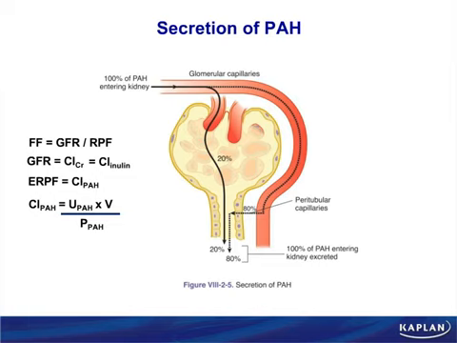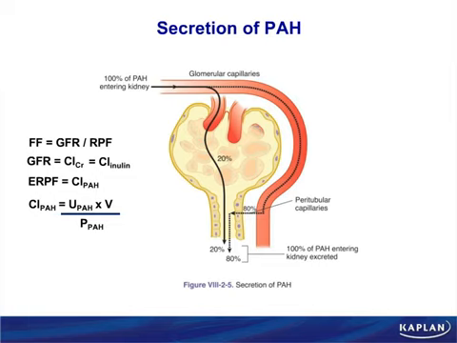So now you're at transport maximum. You are only able to secrete 80 milligrams. And you do secrete 80 milligrams. What happens to the 720 milligrams? They are not secreted. They are not cleared. So now my renal vein contains 720 milligrams of PAH.